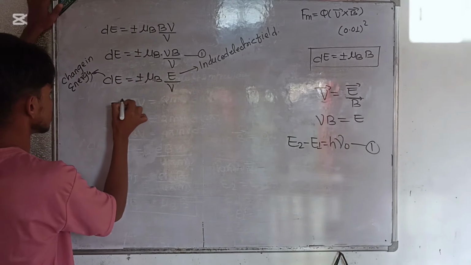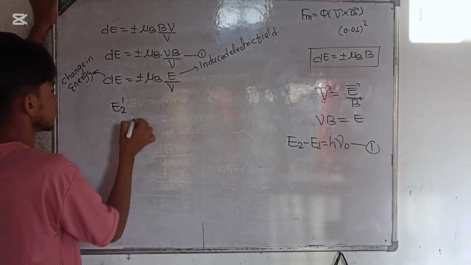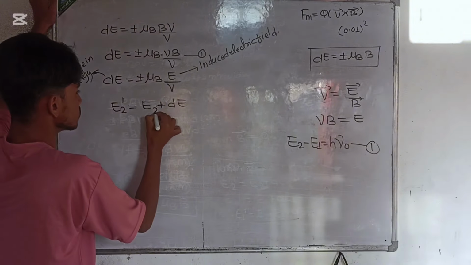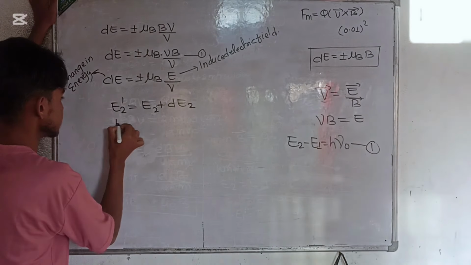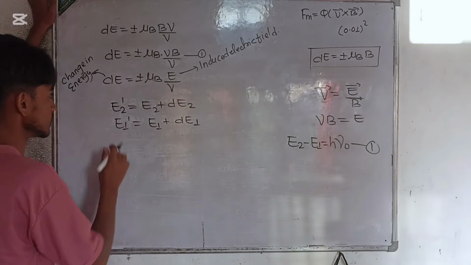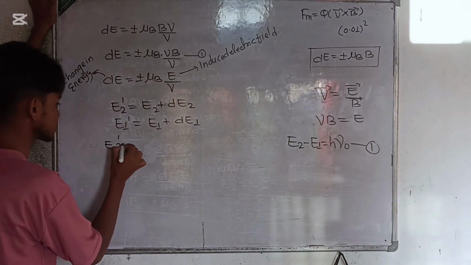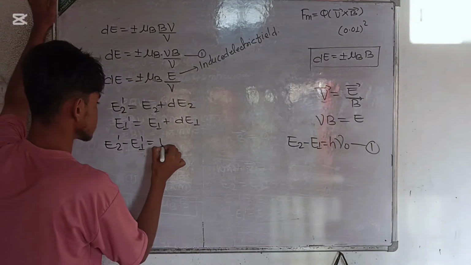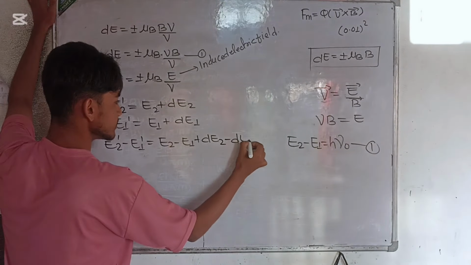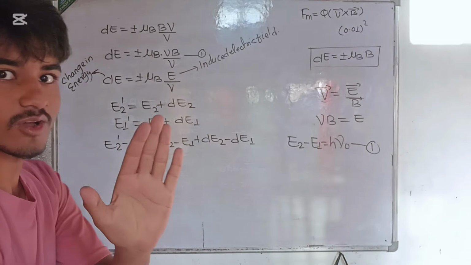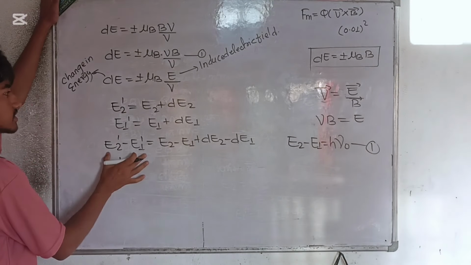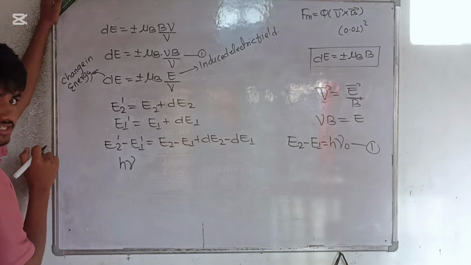So E2 dash is the new energy in presence of the magnetic field. That would be E2 plus dE2, right? And E1 dash is E1 plus dE1, right? So E2 dash minus E1 dash is E2 minus E1 plus dE2 minus dE1. Look, this would give you a new frequency, h nu. This will be the change in energy in presence of the magnetic field, right?